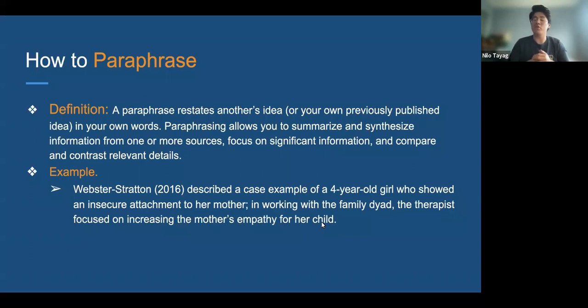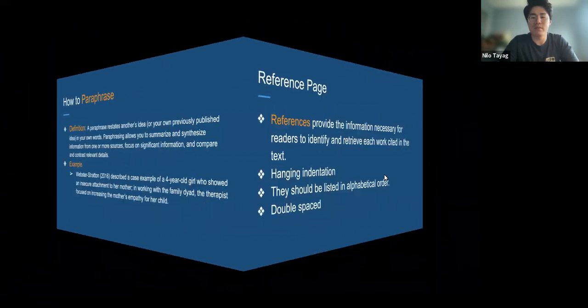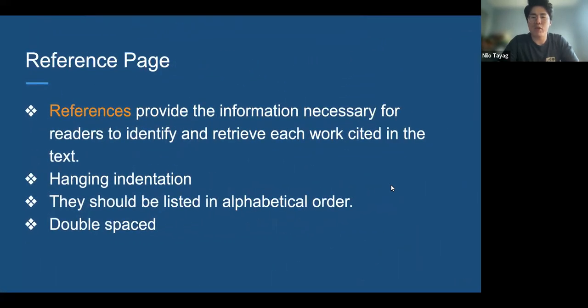So here, we're not using direct quotations, but we're communicating the biggest points from this article by paraphrasing the information and using our own words. Of course, you're going to want to include that in-text citation regardless, because this gives credit to the original author for that information.